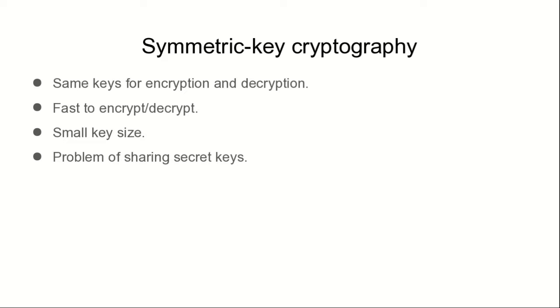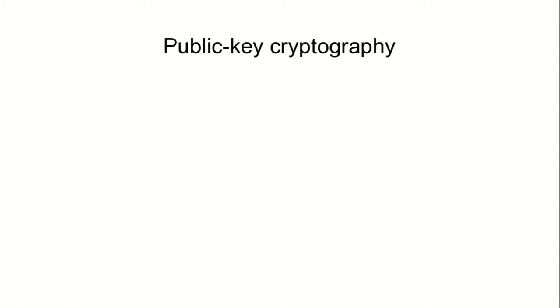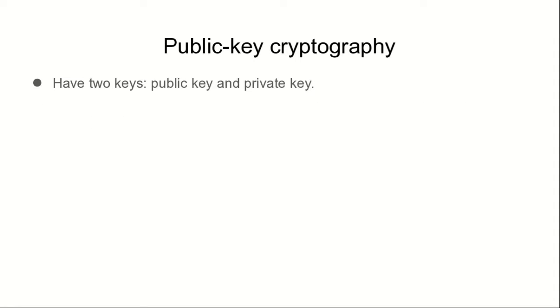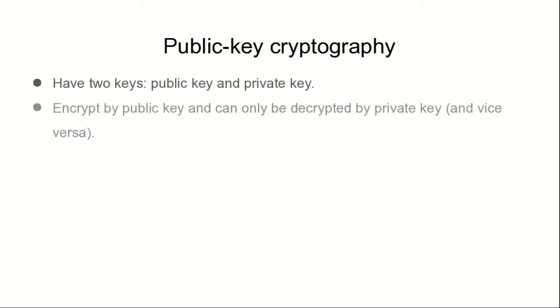That's why public key cryptography comes into play. Unlike symmetric key, a public key algorithm has a public key and a private key. Normally, it's very hard or even impossible to derive a private key from a public key, but the opposite is not always true. If some data are encrypted by a public key, they can only be decrypted by using a private key, and vice versa.